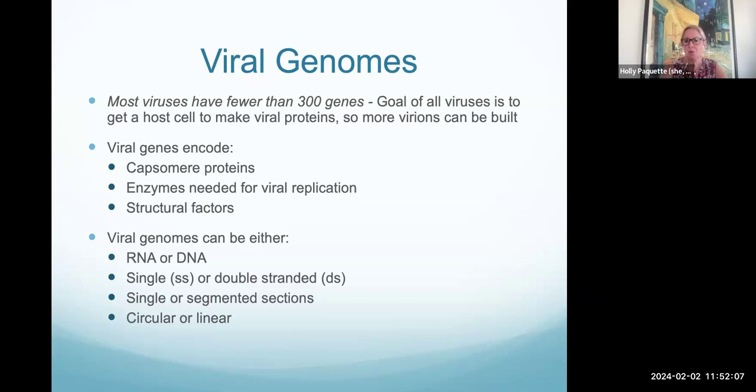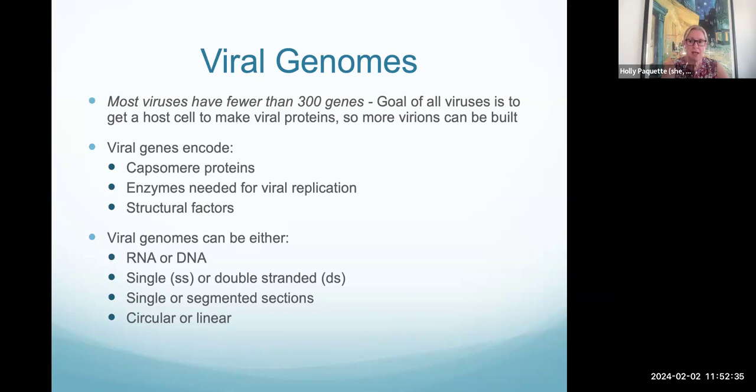The viral genes will encode for several different products, the capsomere proteins, and often structural factors like spike proteins. They will also encode for enzymes that are needed for viral replication in those viruses that need them. The viral genomes can be either RNA or DNA. This is in contrast to cellular or cell genomes that are only DNA.